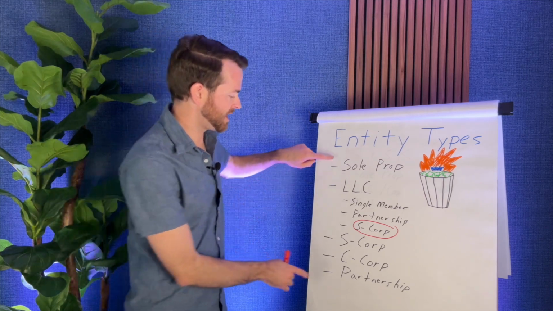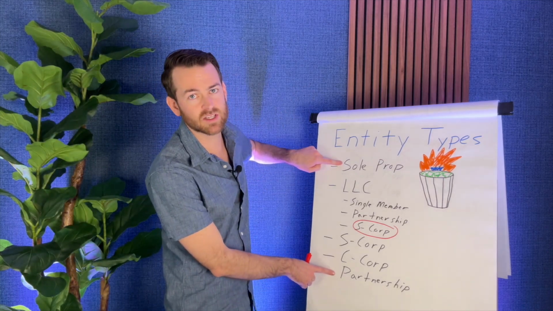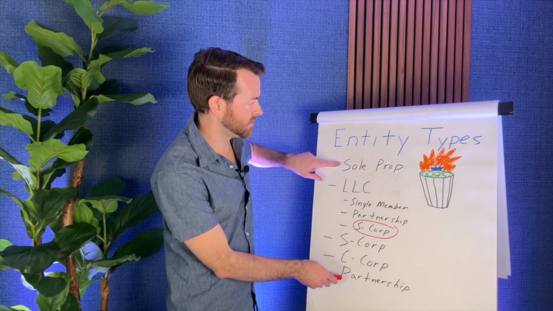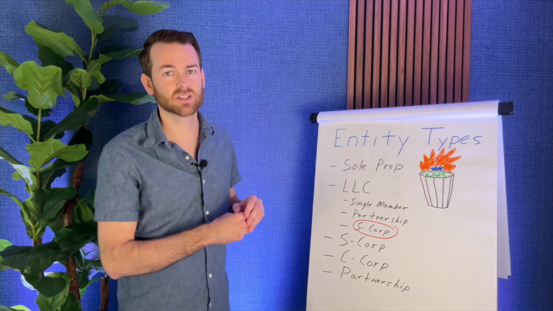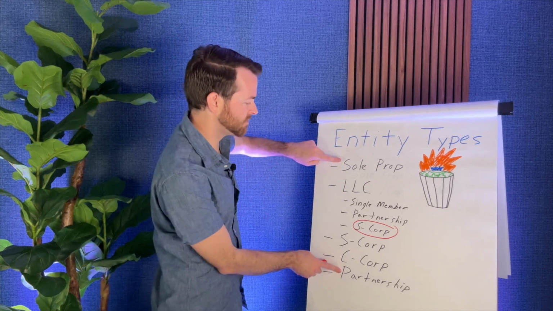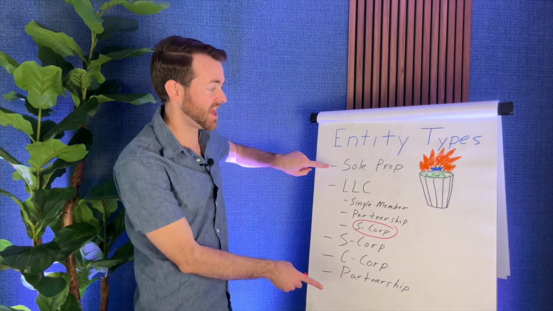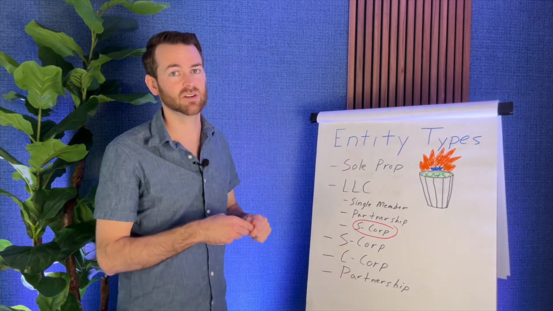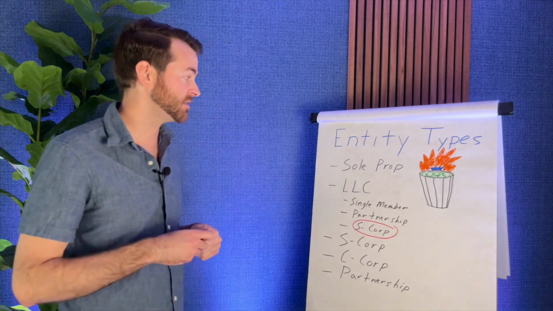Now, these two right here share a very important similarity, and we're going to talk about that in a sec, but it's when it comes to risk. Basically, these are the most risky entity types, and when you're doing business under these, you can get into a lot of trouble really fast, so you don't want to do that.